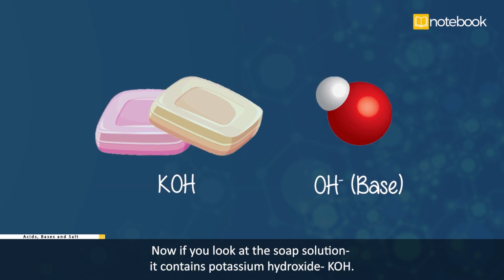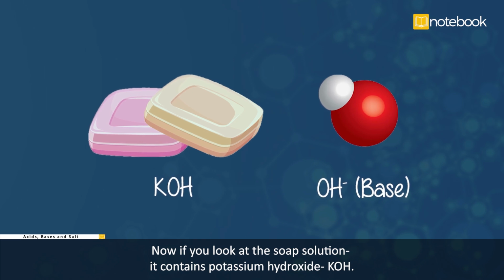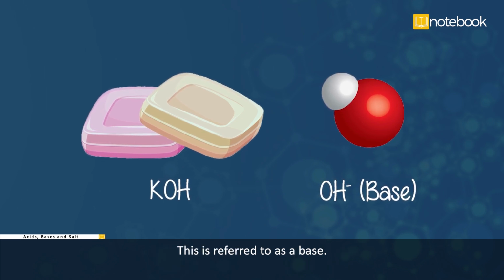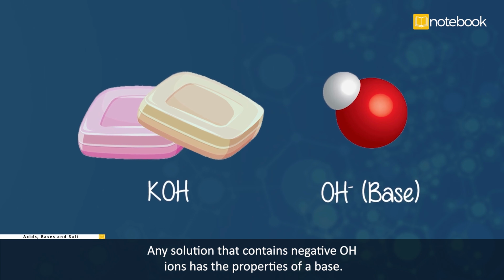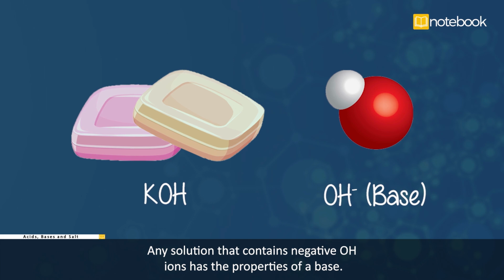Now if you look at the soap solution, it contains potassium hydroxide, KOH. This is referred to as a base. Any solution that contains negative OH ions has the properties of a base.